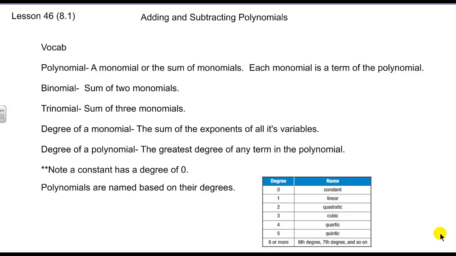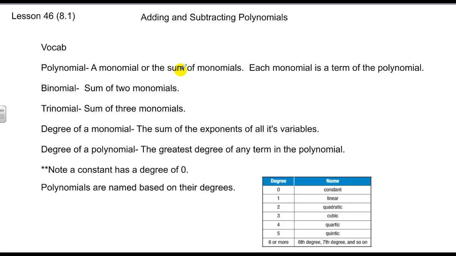Today we're going to talk adding and subtracting polynomials, and the math we're going to do today is not that difficult. It's just there's a lot of vocabulary, and we're going to use this vocabulary quite a bit during the remainder of the year, so it's best that you know it. First of all, we're going to talk what a polynomial is, and a polynomial is basically a monomial or a sum of monomials where each monomial is a term of that polynomial.